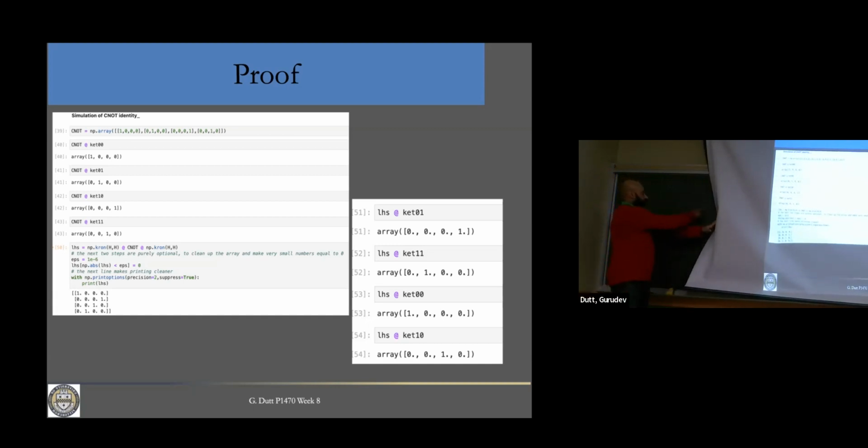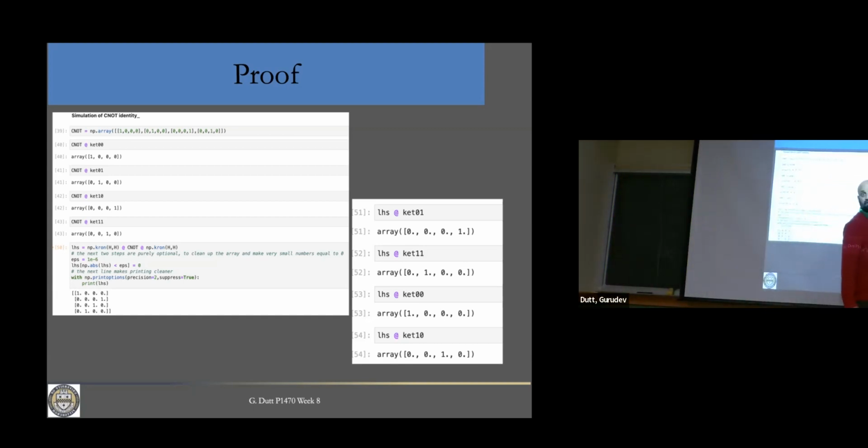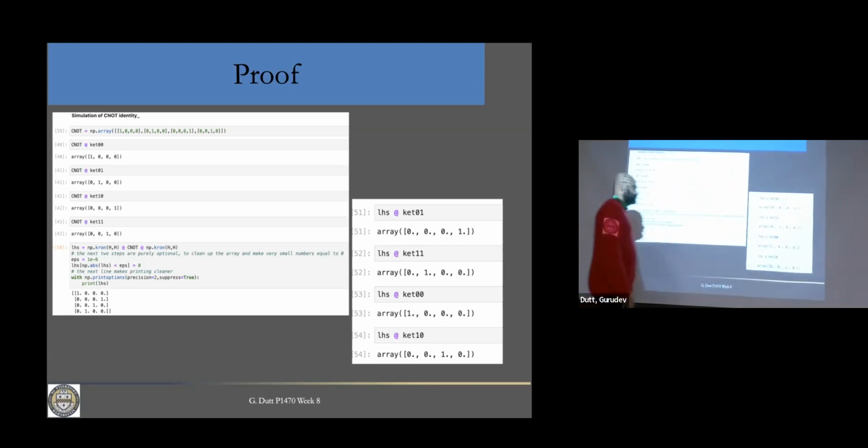The 0, 0 goes to 0, 0. 0, 1 goes to the last element, right? The last element here is, of course, the 1, 1 element. So that's why we get 0, 0, 0, 1, which is exactly what we have here. 0, 1 goes to 1, 1.